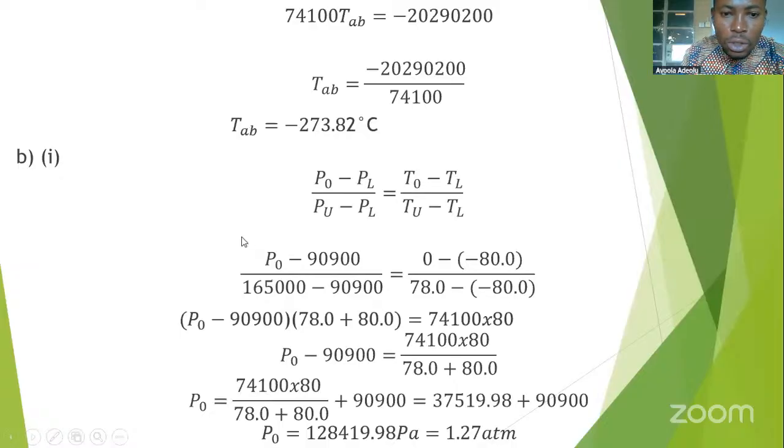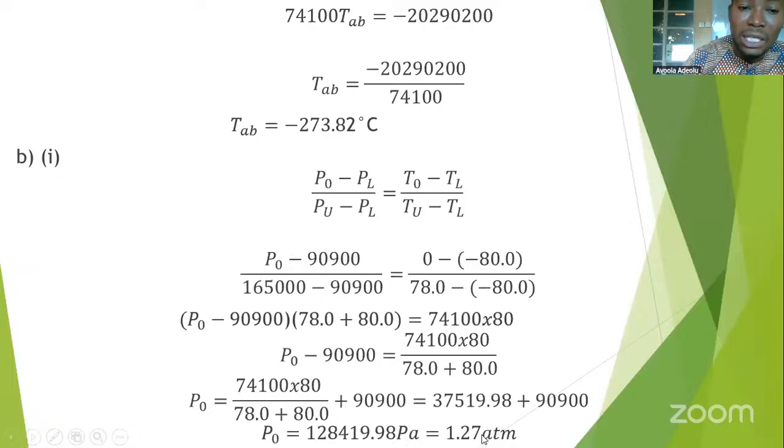So I just cross multiply again and do some mathematical manipulation. Like this, you cross multiply, you expand, and you collect the like terms. If you do that, you have what you have here. So this is the answer. But because the question is given in ATM, I can just divide this by 1.01 times 10 to the power 5 to get what I have here.